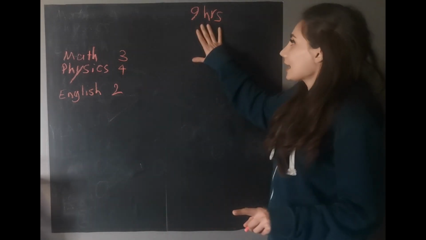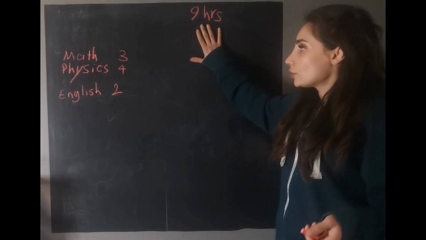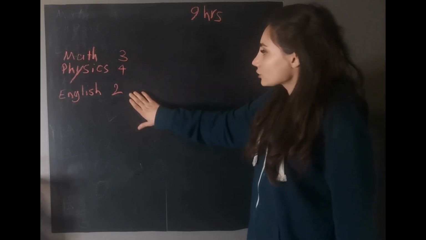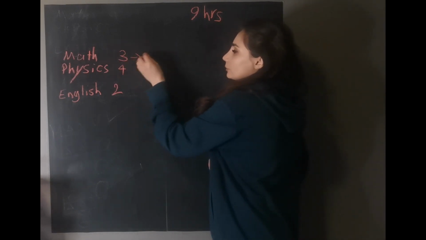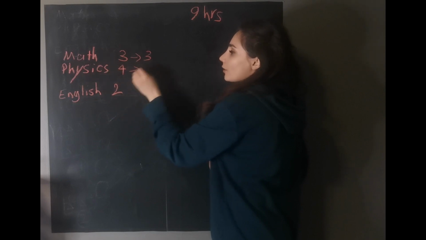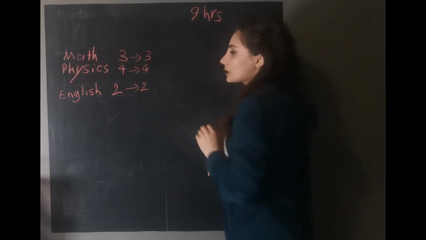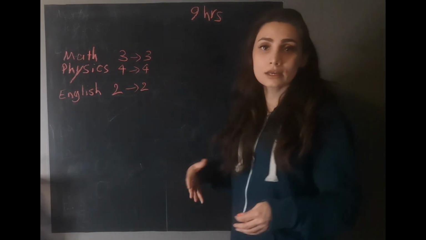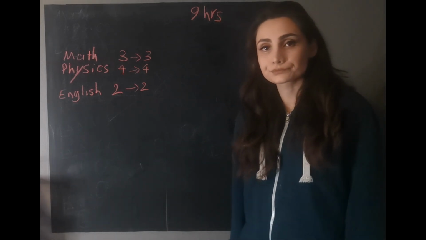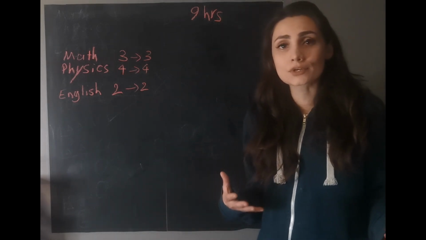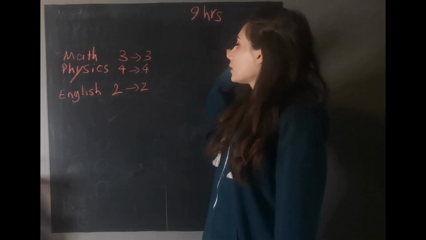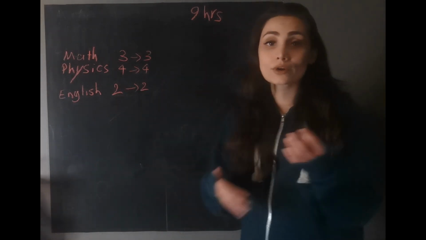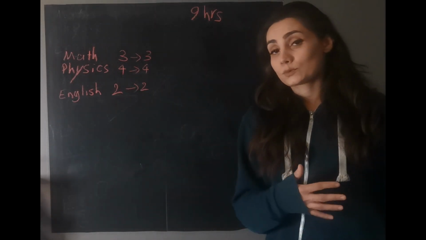And then I'm going to say I have 9 hours to study. So I have a limited time. Since these add up to 9, I'm going to put 3 hours to study math, 4 hours to study physics, and 2 hours to study English. Now I started studying these courses, and I realized that maybe physics is not as difficult as I thought, but English is more difficult than what I thought.